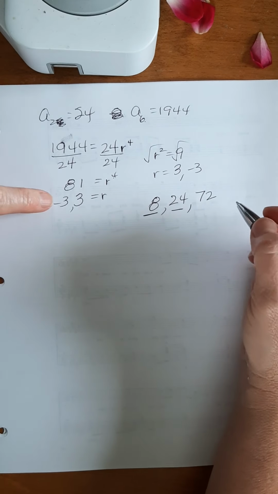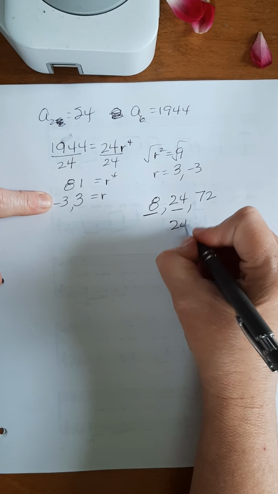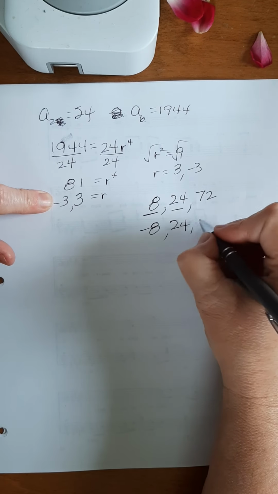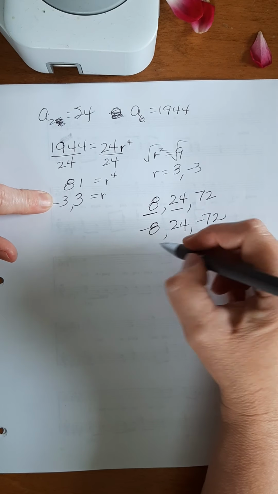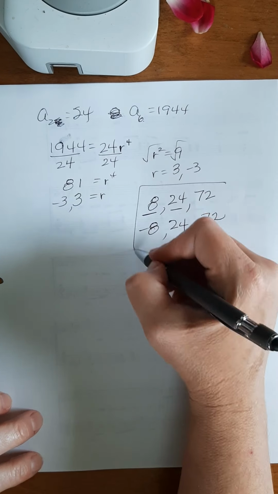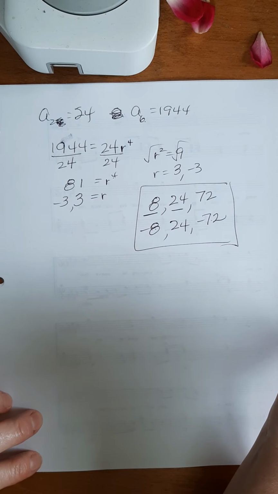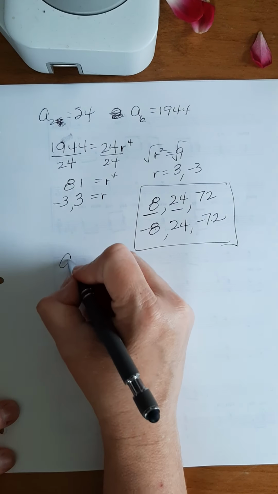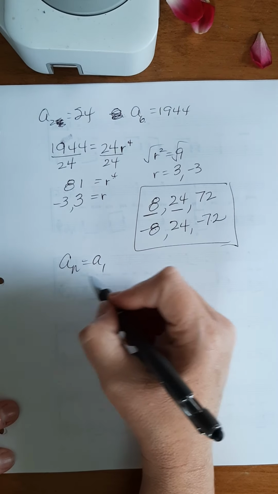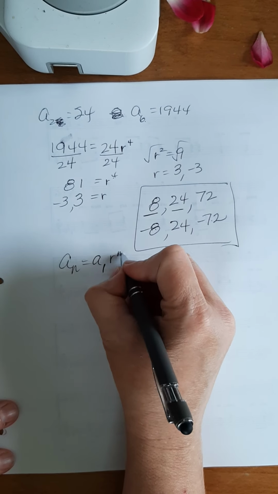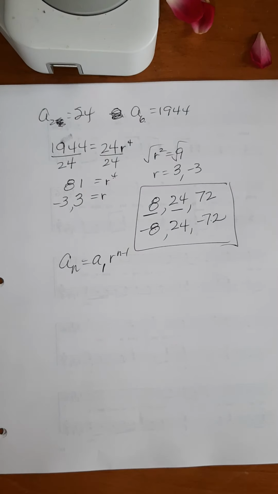But you might be saying, okay, what about the negative 3? Well, if that's 24, if you divided by negative 3 and multiplied by negative 3, notice how every other term is going to be negative. So that's a little bit with geometric sequences. Remember again the formula. Last term equals, or term in reference equals, first term times r to the n minus 1 power.